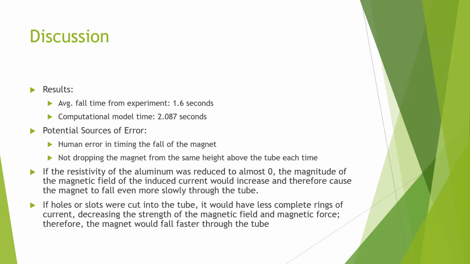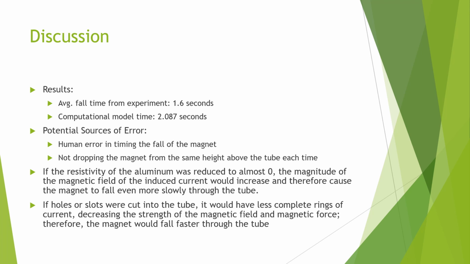Okay, and as previously stated, the results were 1.6 seconds as the average fall time in the experiment, and 2.087 seconds for the computational model time. Some potential sources of error from the experiment were human error in timing the fall of the magnet, and also not dropping the magnet from the same height above the tube each time, which could have led to the difference between the model and the experiment.